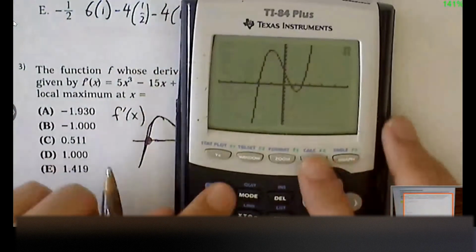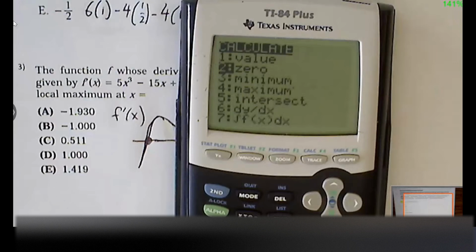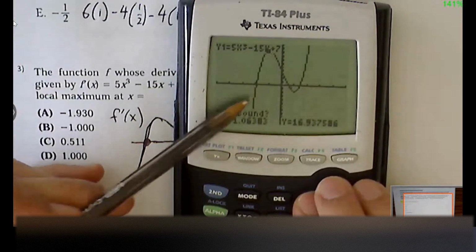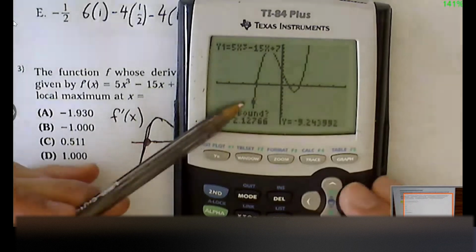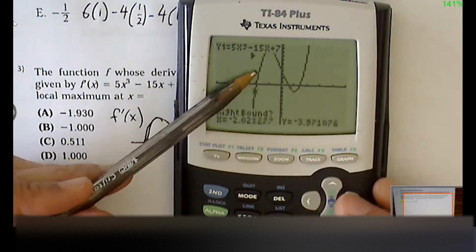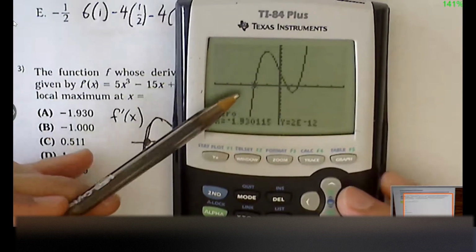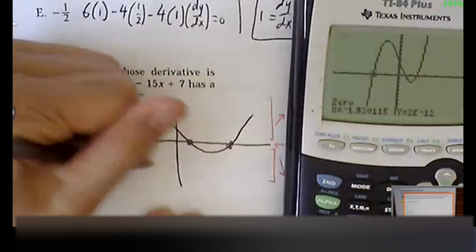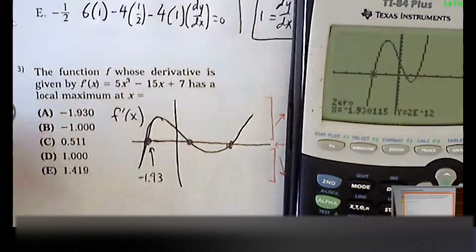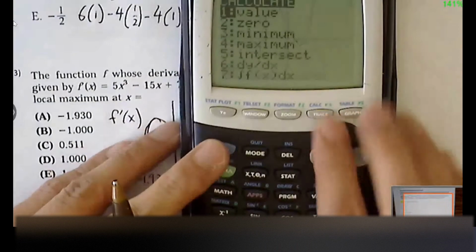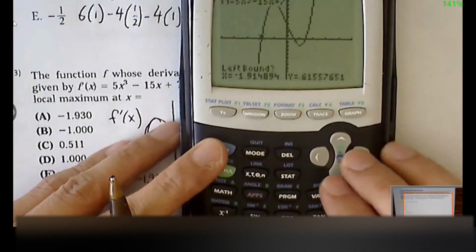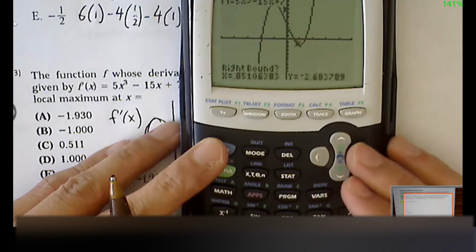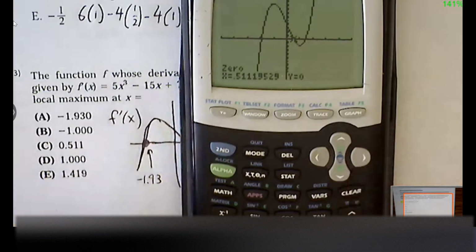Go to second trace, choose option 2. I'll scroll to a point to the left of the x-intercept. I'm going to target this point. So I want to choose a point to the left, hit enter. Scroll to a point on the right of the x-intercept, hit enter. And it'll zero in on that value. This notation just means zero, your y value is zero. So negative 1.93. Repeat the process for the other two. 0.511.